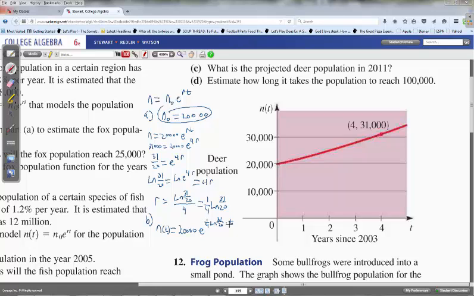You can simplify that if you want. If you did a little bit of work on that, you would end up with 20,000 times 31 over 20 to the t over 4. But I don't necessarily know that's a nicer equation than that for solving, so it's really up to you.